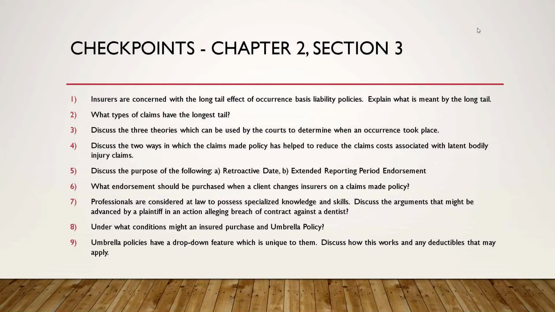Number 8, under what conditions might an insured purchase an umbrella policy? This could be purchased if the primary policy has inadequate limits and you've requested higher limits, but they were denied by the insurer, or if there's inadequate coverage. Those are your two main reasons why you would purchase an umbrella policy. So you have inadequate limits under the primary policy or inadequate coverage.